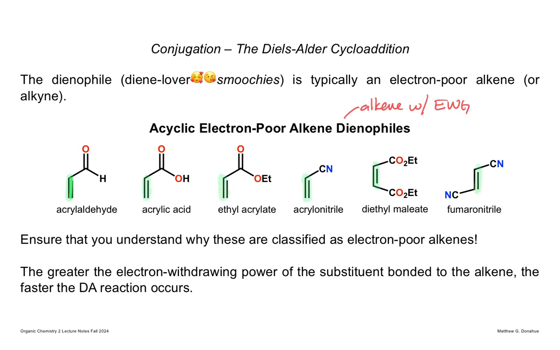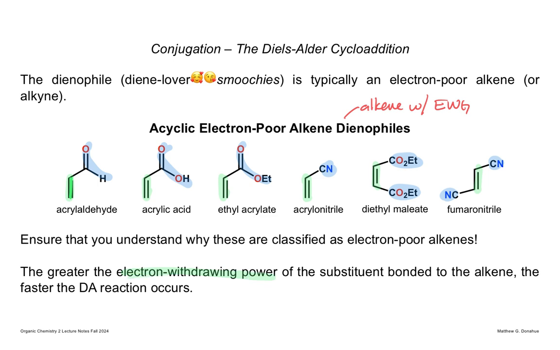So those are all alkenes, right? A carbon-carbon double bond. And now what's changing is the substituent. So here you have an aldehyde, carboxylic acid, ester, nitrile. Now this is disubstituted, so 2 esters, 2 nitriles. And so that's a requirement: the alkene must have an electron withdrawing group.